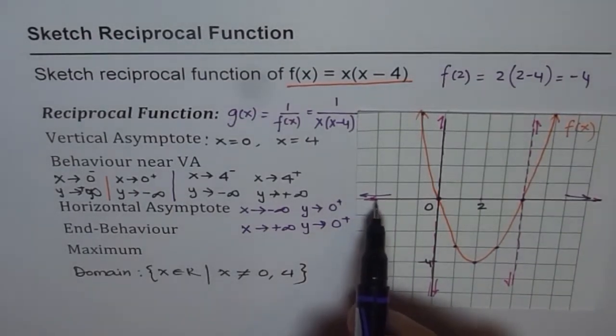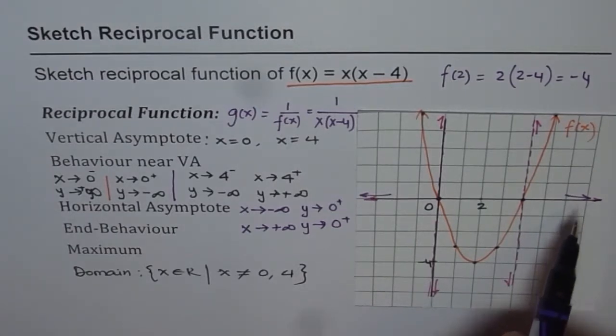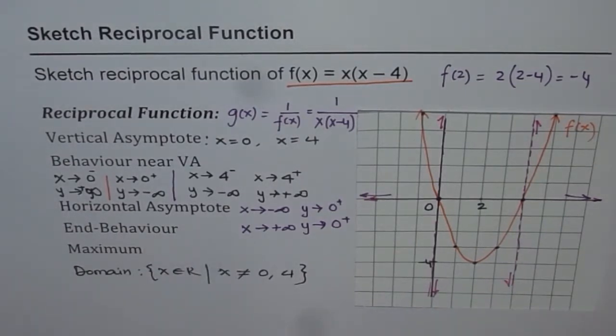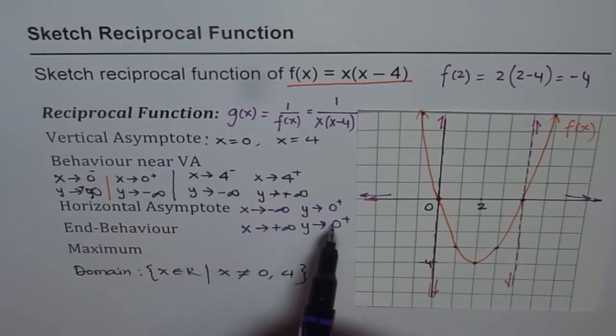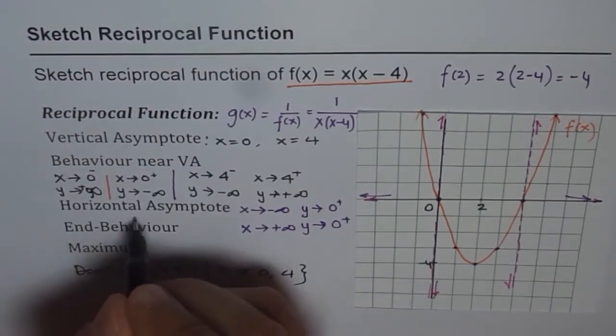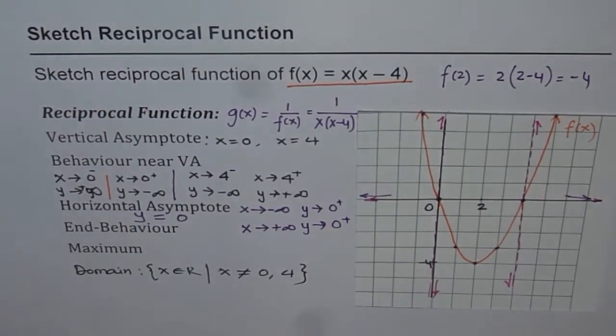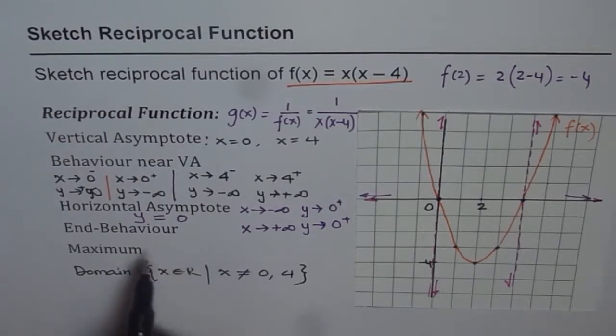So we see that the function approaches 0 from the positive side. So that becomes the behavior near the horizontal asymptotes, or end behavior, right? So this is what is end behavior. And what we find is, since the function is approaching 0, we have a horizontal asymptote. And the equation of the horizontal asymptote is y equals 0, right? Okay, and we discussed the end behavior.